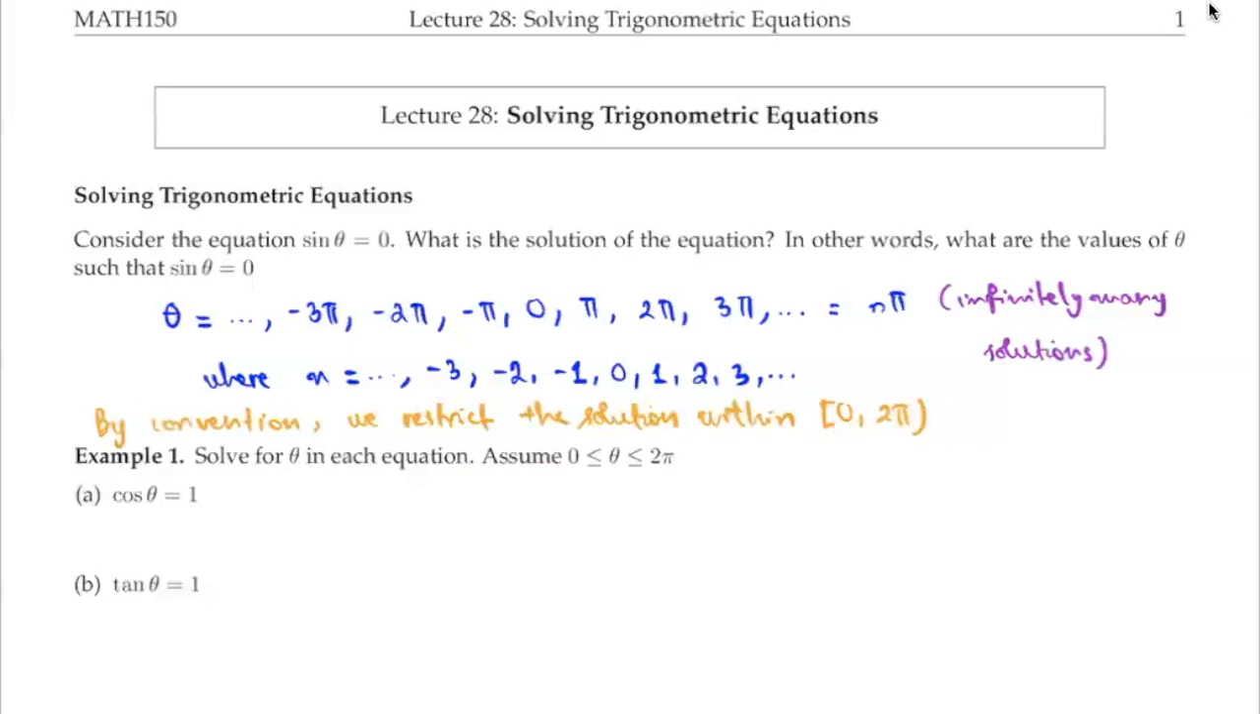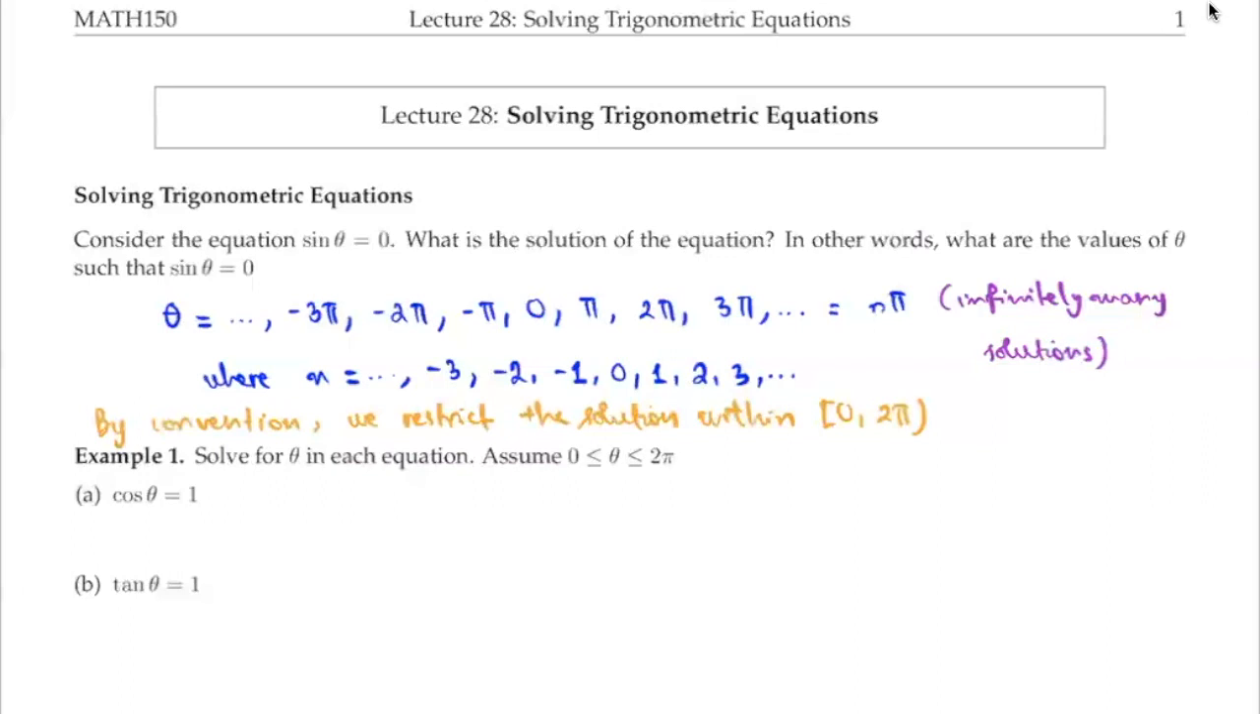Because remember, the sine function is a periodic function with period 2 pi. So when theta gets to 2 pi, everything will repeat again. That means sine of 2 pi is equal to 0 again, and so on and so forth. So that's why we don't have to include 2 pi in the answer. Okay.